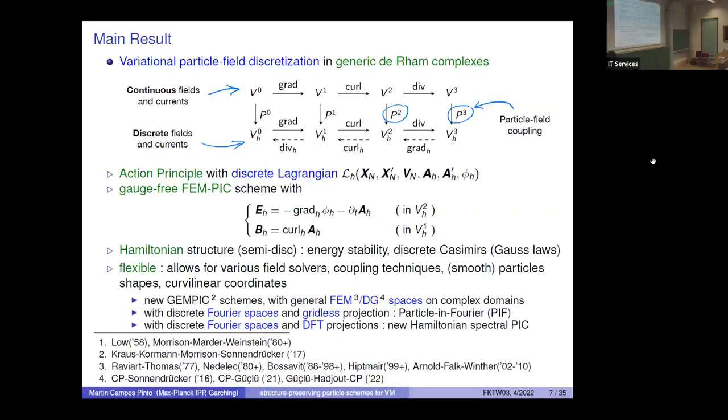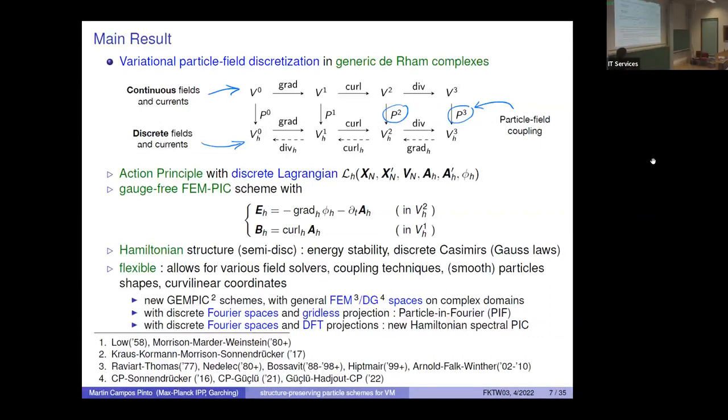And we can also apply these constructions to Fourier spaces to have spectral solvers. An interesting aspect of this framework is that you have actually two degrees of freedom in the construction. You have more, but two important degrees of freedom. The one is the construction of the discrete spaces. So you can take finite element or DG spaces here, or Fourier spaces. And the second one is, once you have chosen the discrete spaces, you can choose different kinds of projection operators, and this will essentially influence the particle field coupling technique.